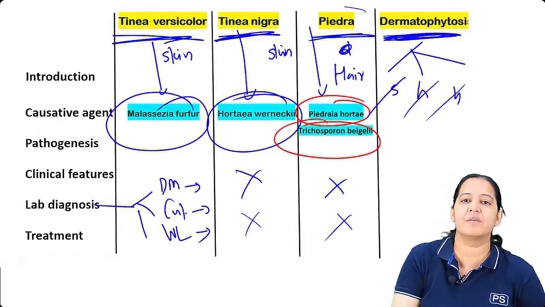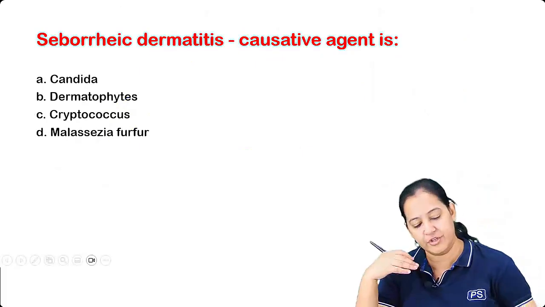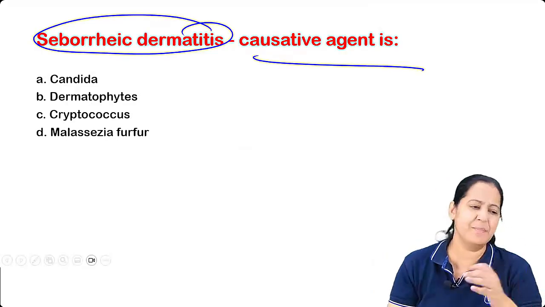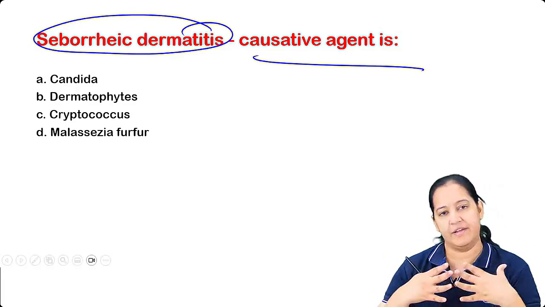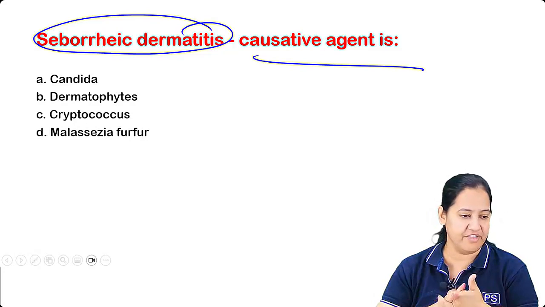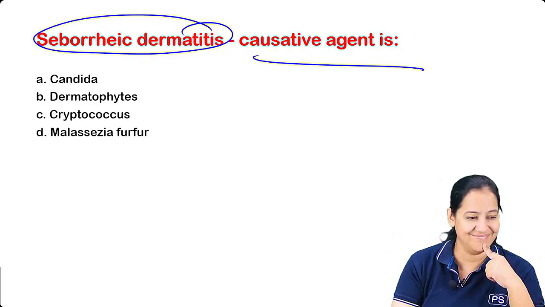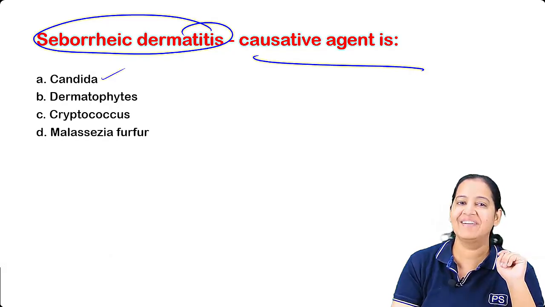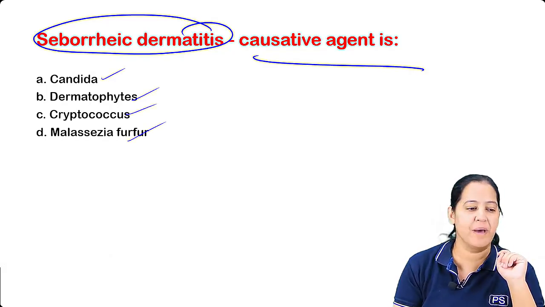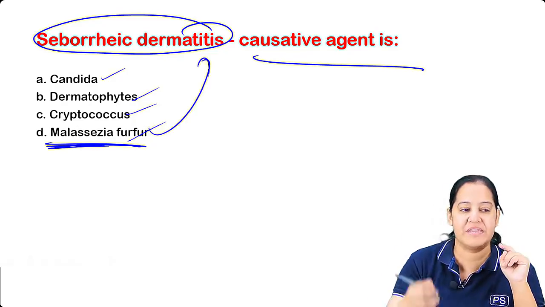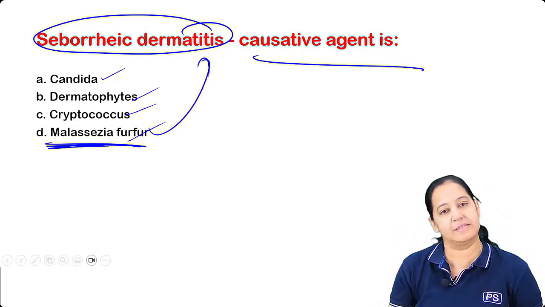Before that, let's solve some questions on these three. Read the question and tell me the answer. Seborrheic dermatitis, what is its causative agent? You get simple questions from the fungus. Quickly, I don't have time. Is it Candida, dermatophytes, Cryptococcus or Malassezia furfur? Obviously, it's Malassezia furfur. Malassezia furfur causes dandruff, that is seborrheic dermatitis.